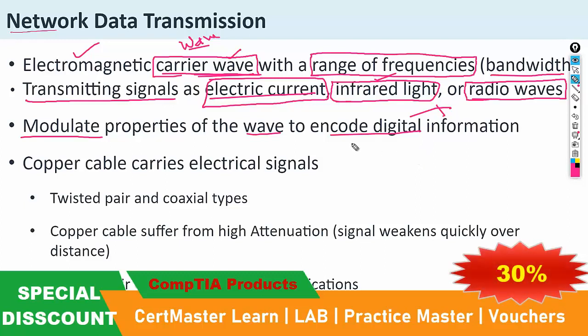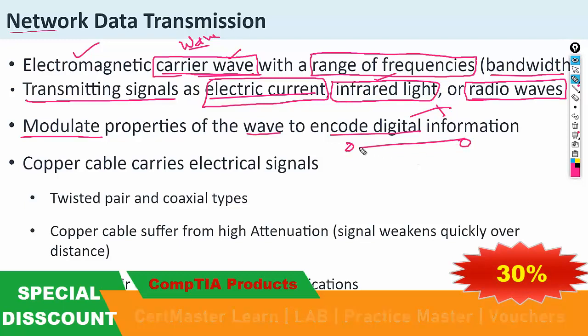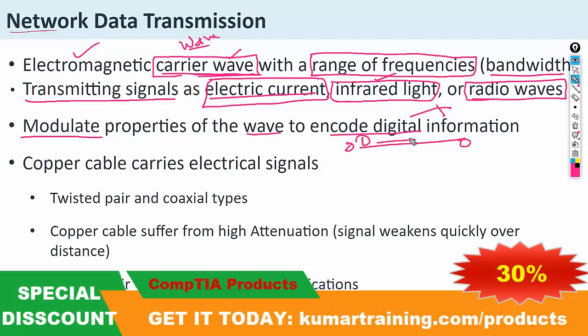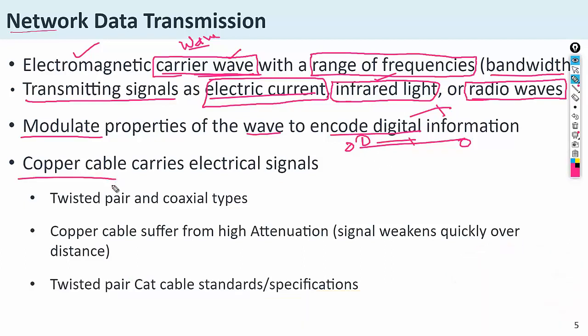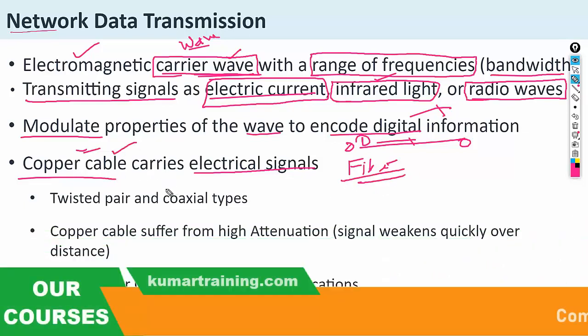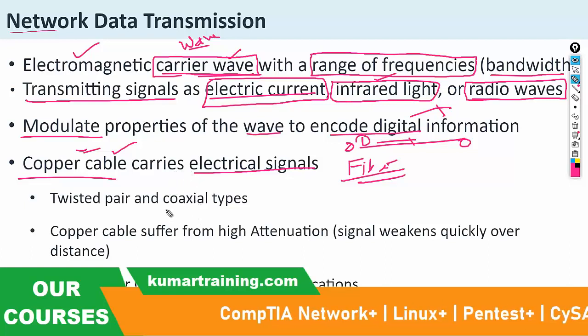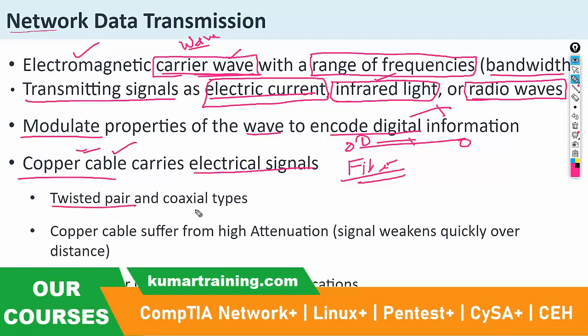So when the data is transferring, at least one medium is required. The medium is a copper cable which is carrying the electric signals. First one is a copper cable, another is a fiber optical cable. So first I am going to talk about the copper cable. As you have seen, there are two types of copper cable. One is twisted pair, another is coaxial cable.